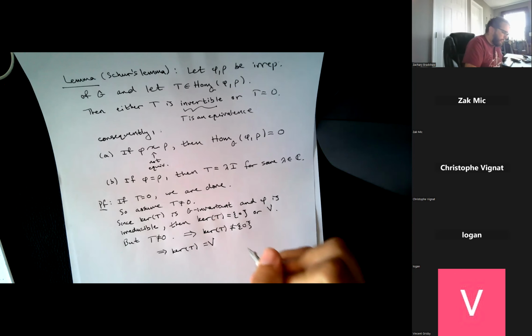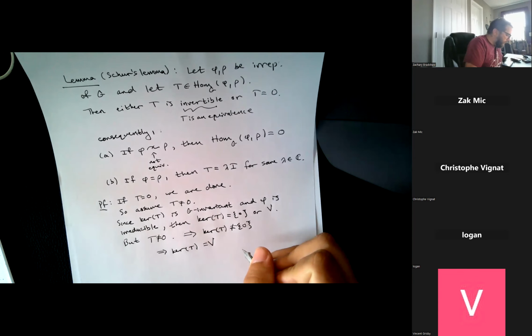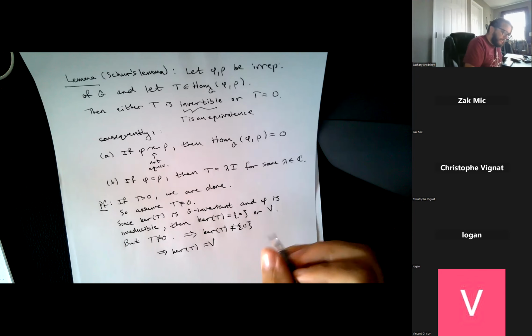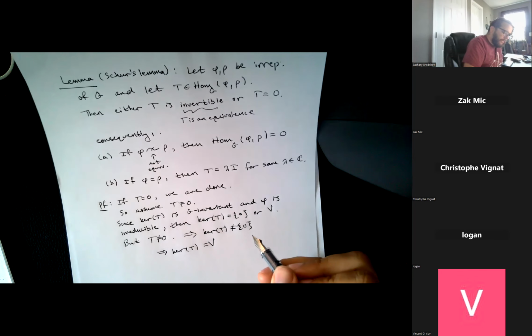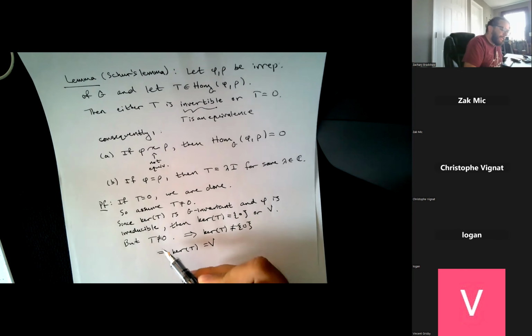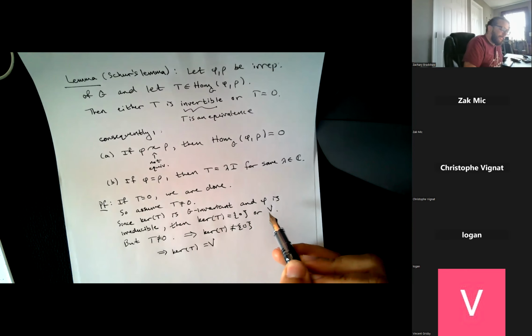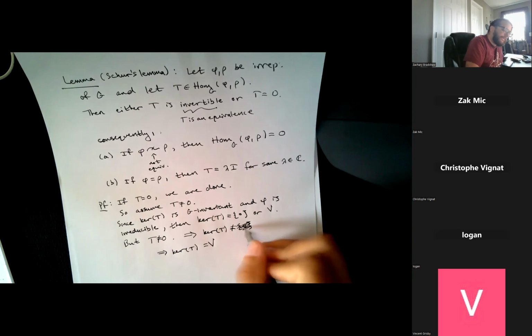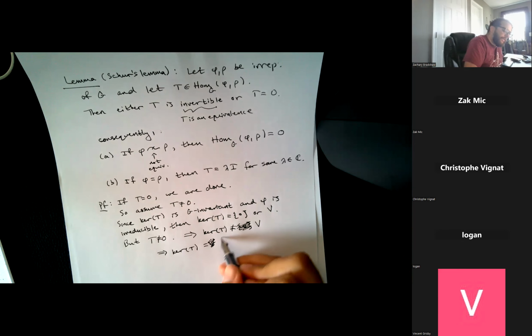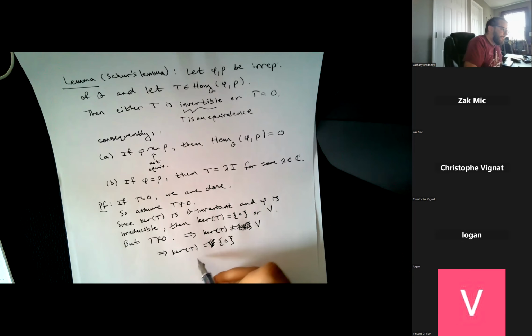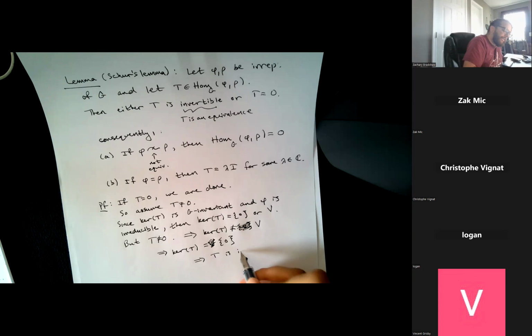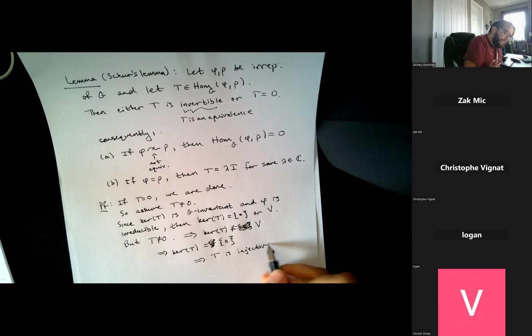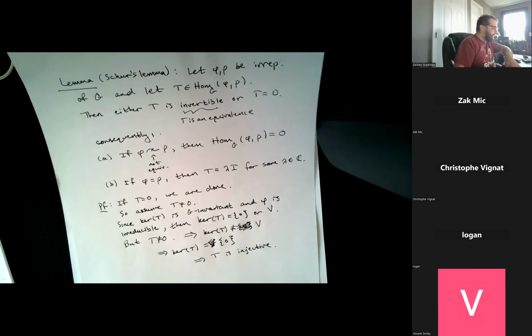Wait a minute, I have this backwards, don't I? Yes, I do. Okay, so T is not 0. If T was 0, then the kernel would be all of V. So T is not 0 implies that the kernel of T is not V. Sorry about that. And so the kernel is 0, and that implies that T is injective. I should fix my notes.